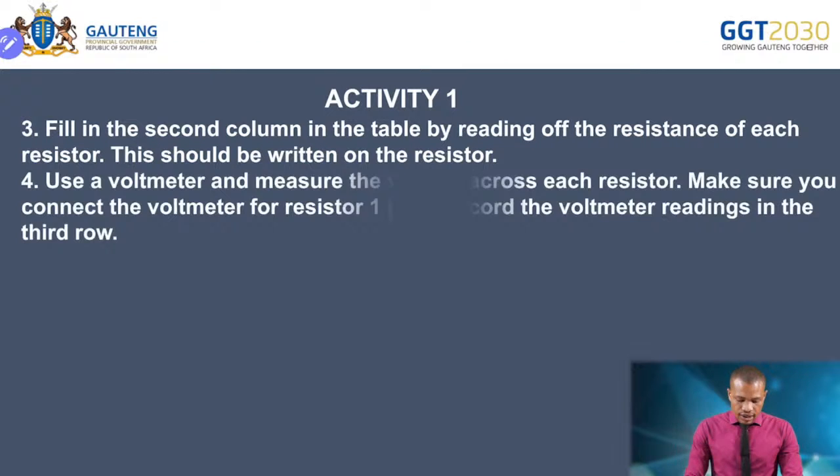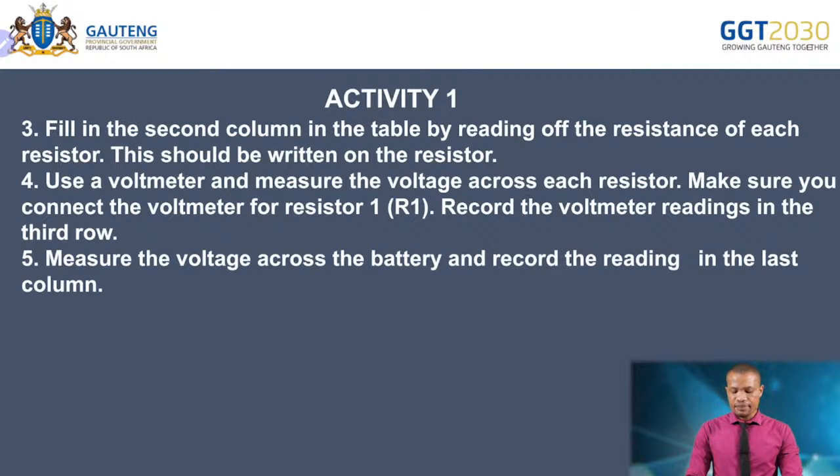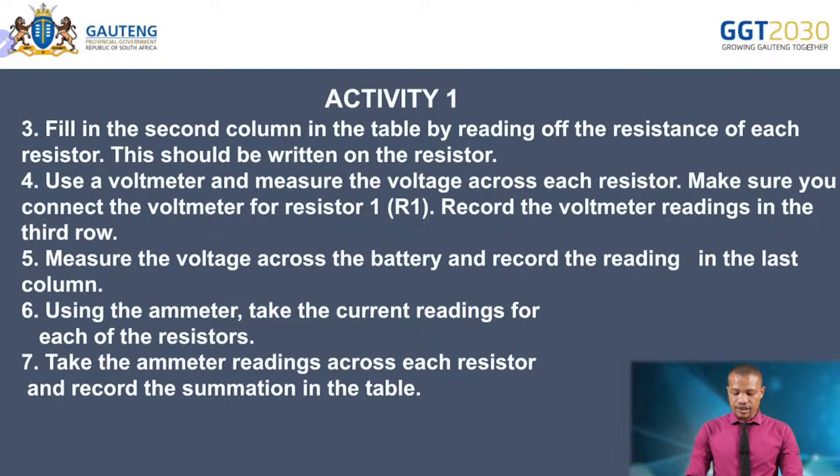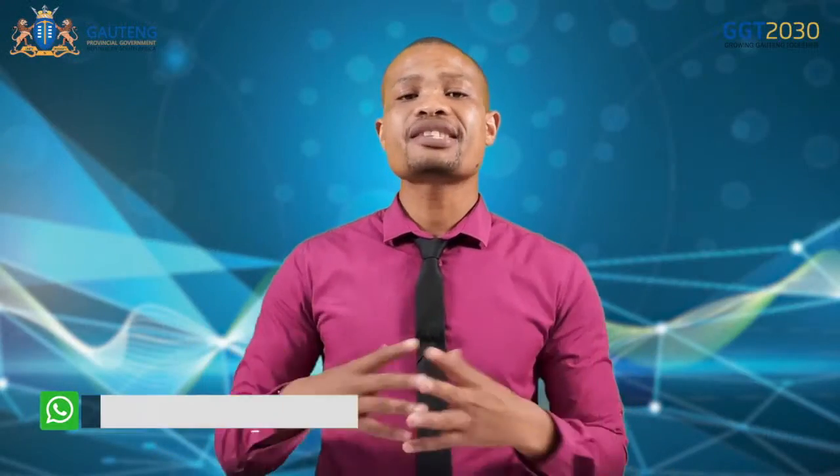Okay. Then number 4, use a voltmeter and measure the voltage across each resistor. Make sure you connect the voltmeter for resistor 1, R1. Record the voltmeter readings in the 3rd row. Number 5, measure the voltage across the battery and record the reading in the last column. And then number 6, using the ammeter, take the current readings for each of the resistors. 7, take the ammeter readings across each resistor and record the summation in the table. So without any waste of time, let's just get to the practical.